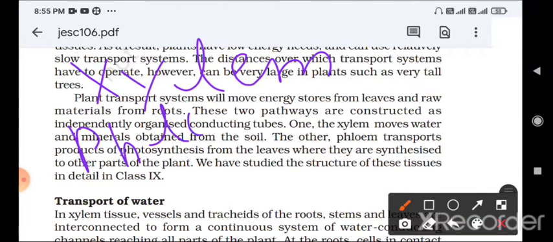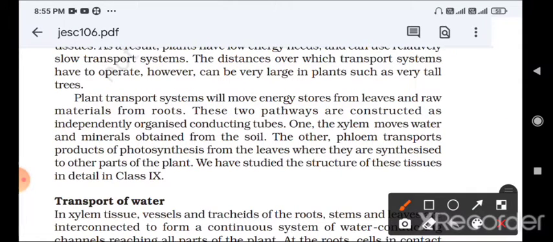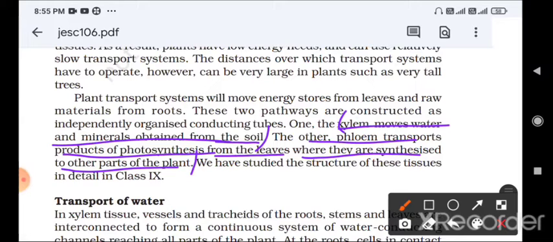These are the two specialized tissues that perform the transportation of raw materials and other substances to the aerial parts of the plant. The xylem moves water and minerals obtained from the soil. This is the function of the xylem. The phloem transports the product of photosynthesis from the leaves, where they are synthesized, to other parts of the plant. The xylem will transport water and minerals.